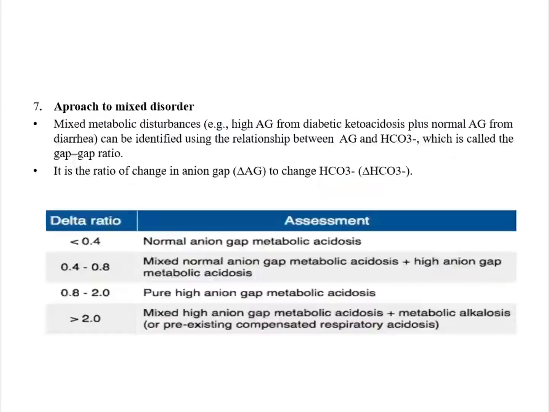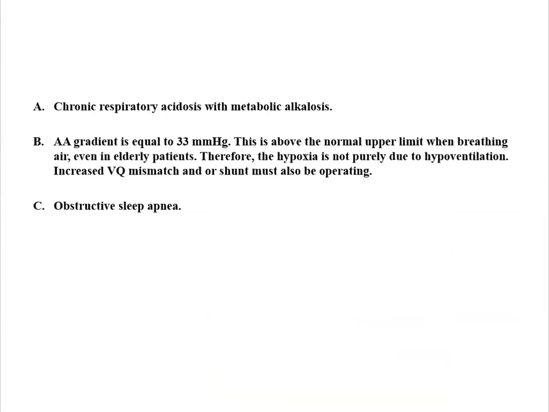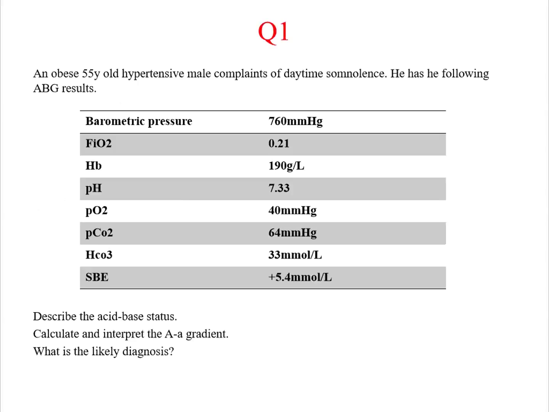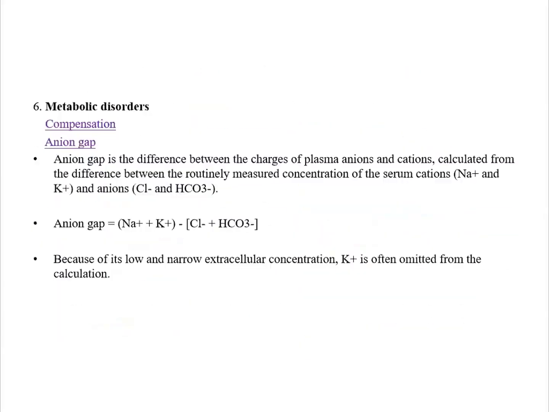So we will see whether your answers were correct or not. It is chronic respiratory acidosis with a metabolic alkalosis component. Your A-a gradient, someone has written around 30, right? It's around 33. One more thing you need to know: when they ask you the A-a gradient, try to interpret whether it is normal or abnormal. So how do you interpret your A-a gradient?